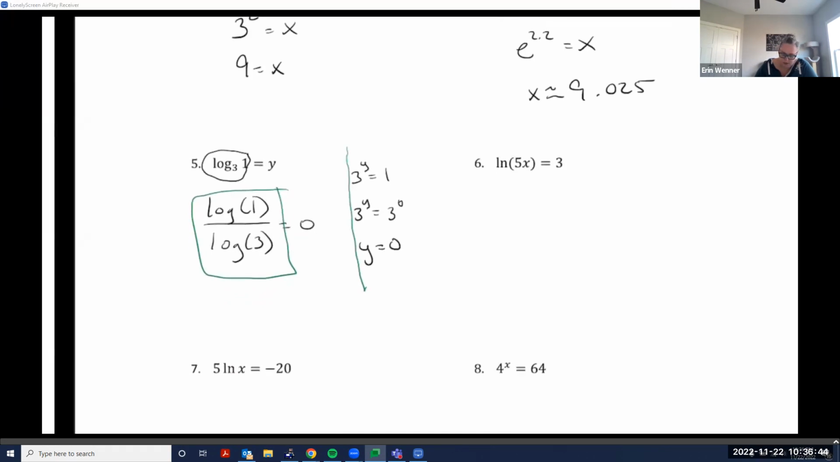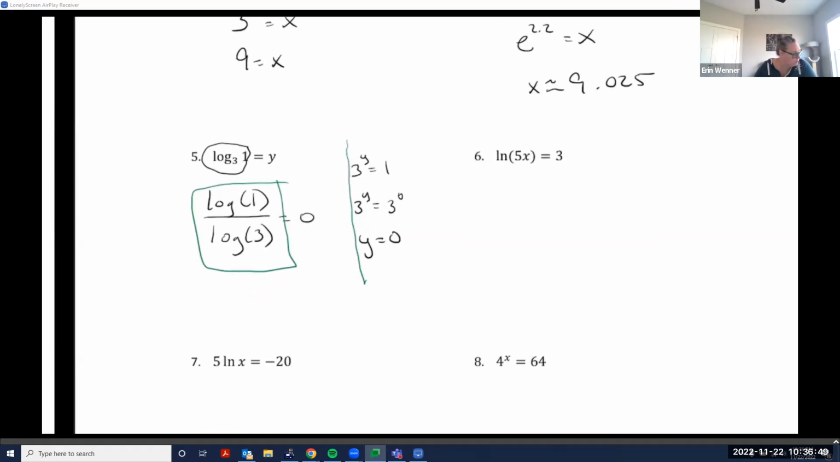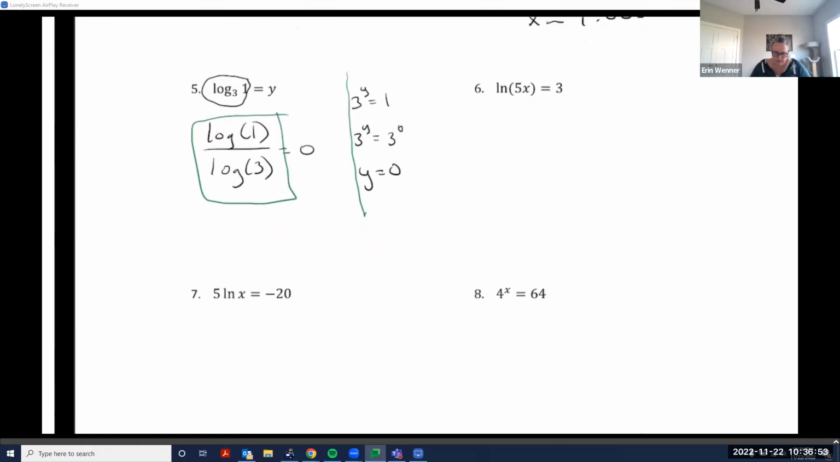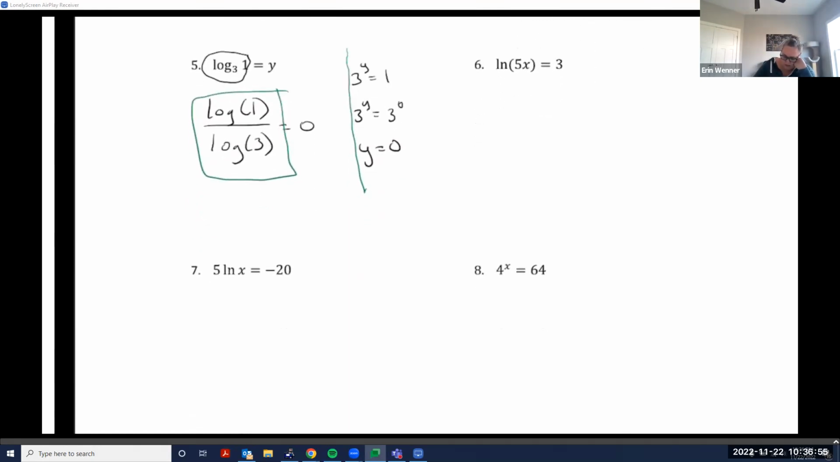If we look at number 6, actually, let's not do number 6, let's do number 7 first, and then we'll go up to number 6. There's more steps here, right? I have 5 times the natural log of x equals -20, and we want to solve for x. So we're going to have to unpack this to get at where x is.